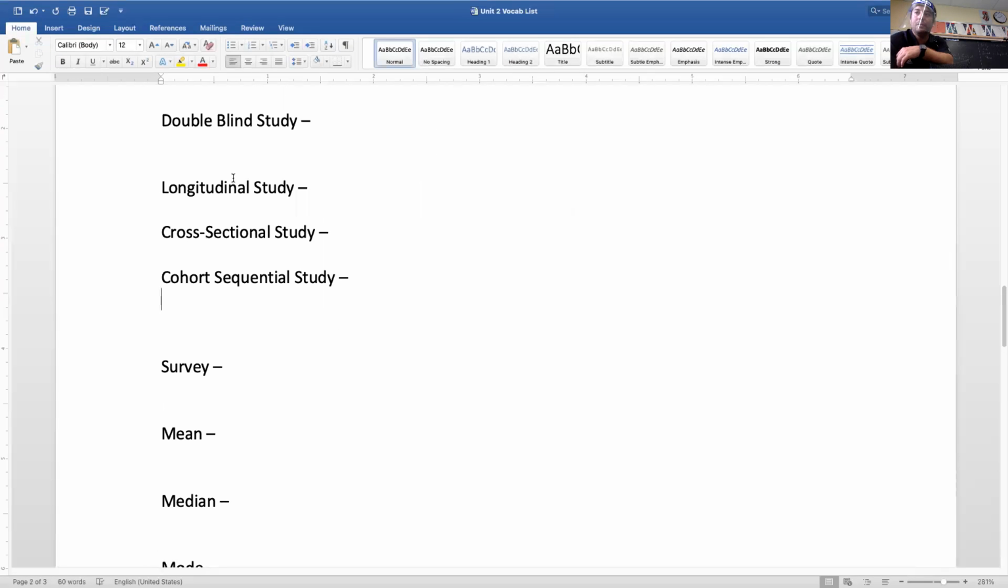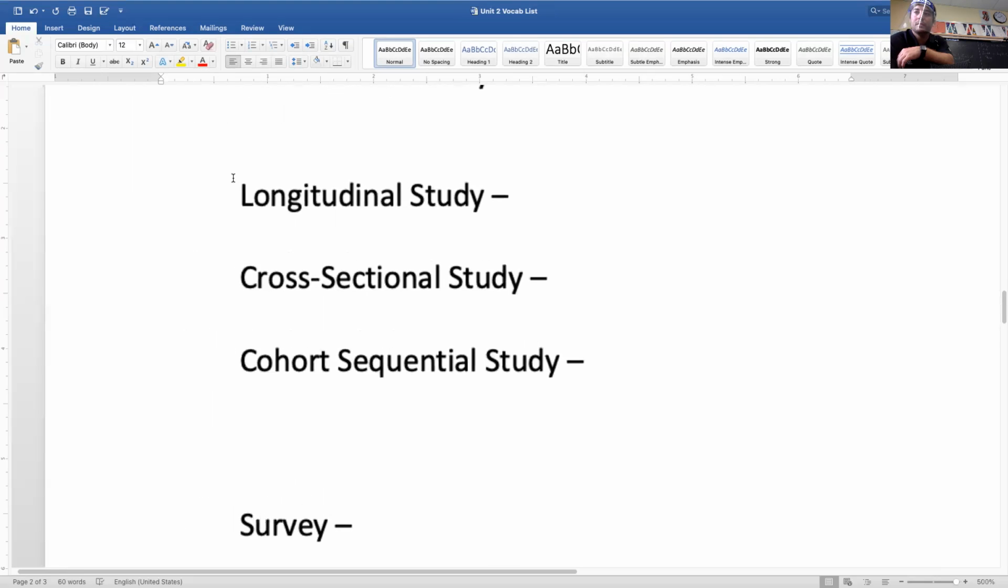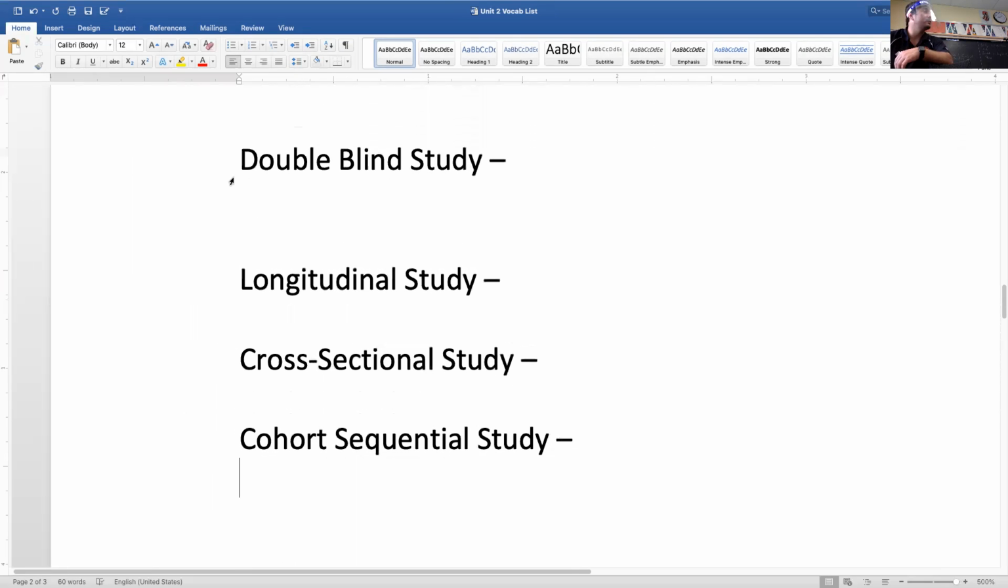We got longitudinal study. We got a cross-sectional study, a cohort sequential study. There you go. I'll let you guys write those 3 terms down. We'll talk about those.